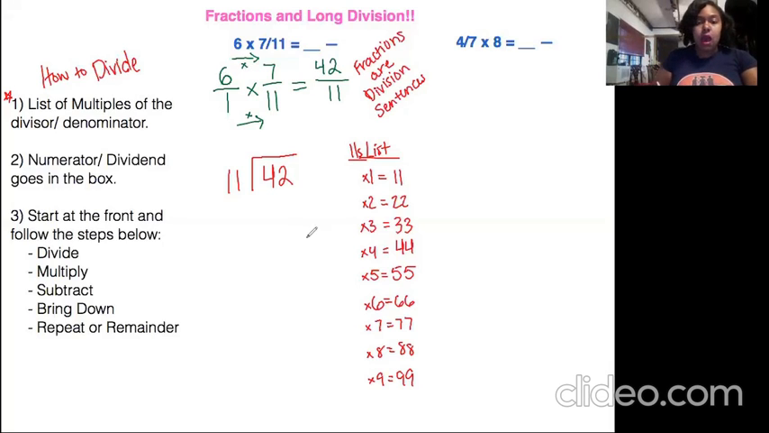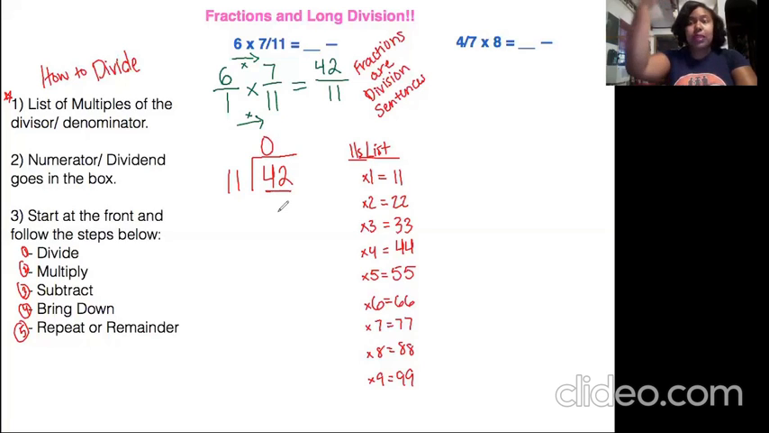Like 24 or 32, we don't already know those multiples, so we would write this list and then we'd be ready to divide. So, as we know, this next part says, start at the front and follow the steps below. Divide, multiply, subtract, bring down, and either repeat or remainder, okay? So I look at the first number, 4. Try to divide. How many times does 11 go into 4? Well, all of my multiples are bigger than 4, so it doesn't go in any time. It's too small, that's a 0. But I can then blend it to be the number 42. And remember, I want to get as close as I can without going over. That's always the trick, right? Close as you can without going over.